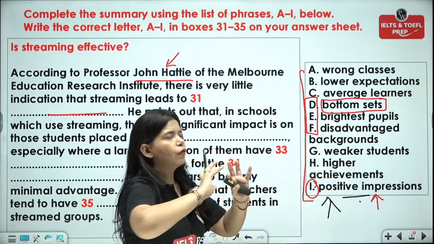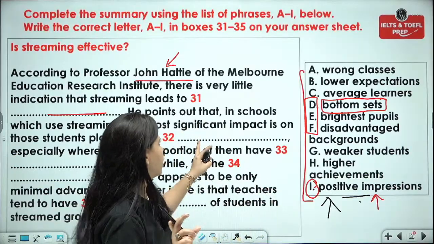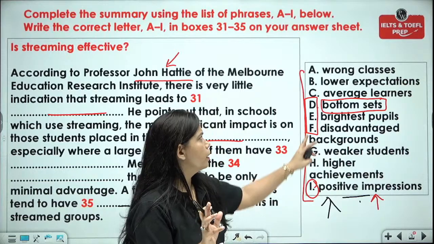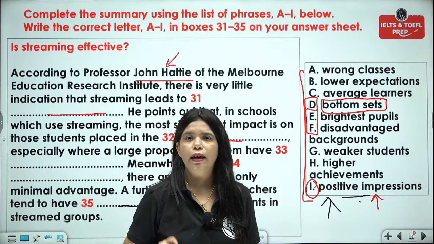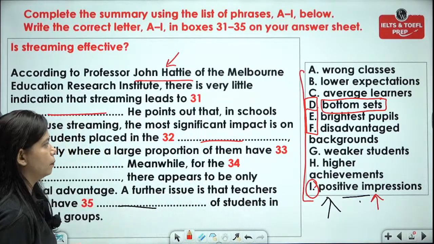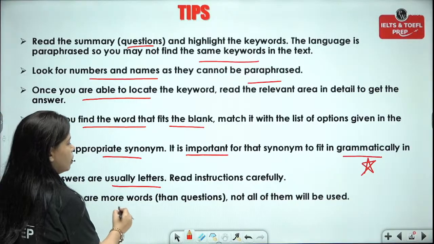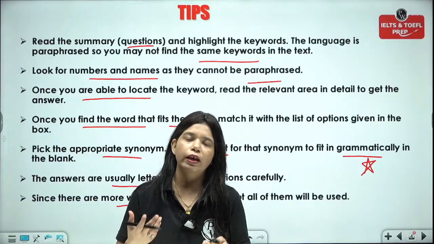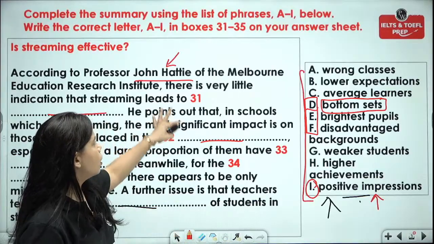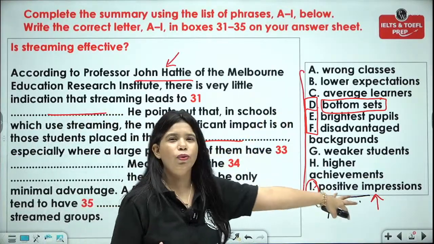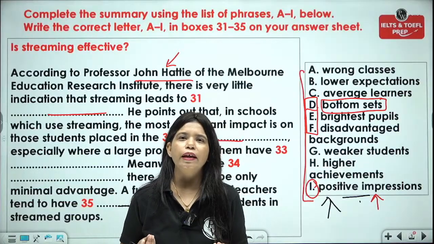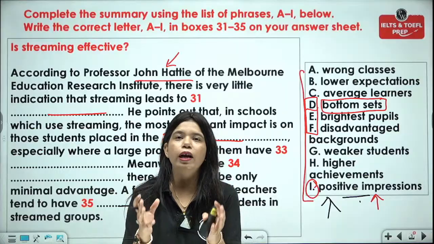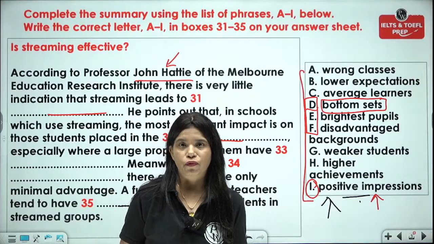So for example, if you feel that bottom sets fits in my blank here, you will not write bottom sets in the blank. You will write D as your answer, the letter, in summary completion of this type. And then since there are more words than questions, not all of them will be used. This is very much obvious, I would say. We have got 5 questions, but then we have got 8 to 9 options. That means 3 to 4 of these options are not going to be used. They are thrown at you just to distract you, to confuse you.